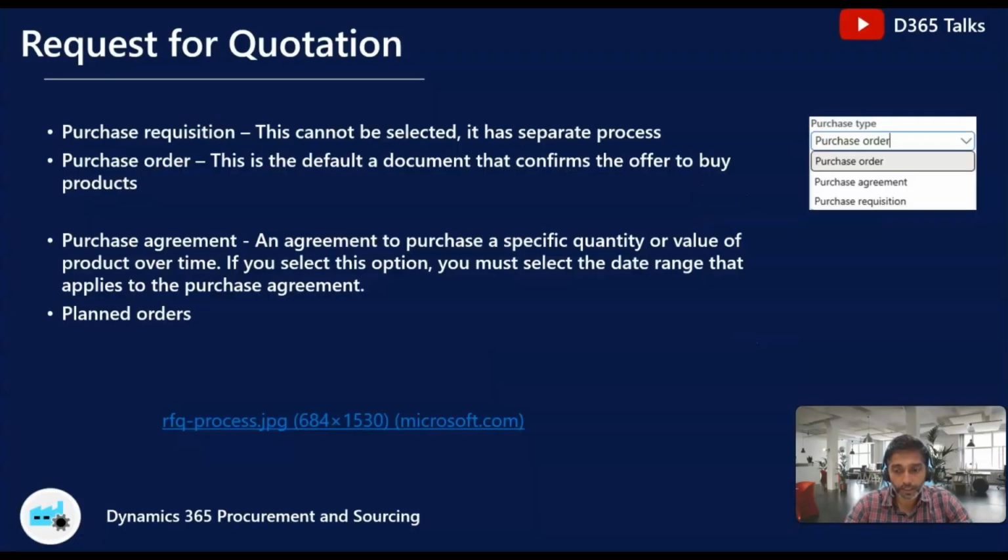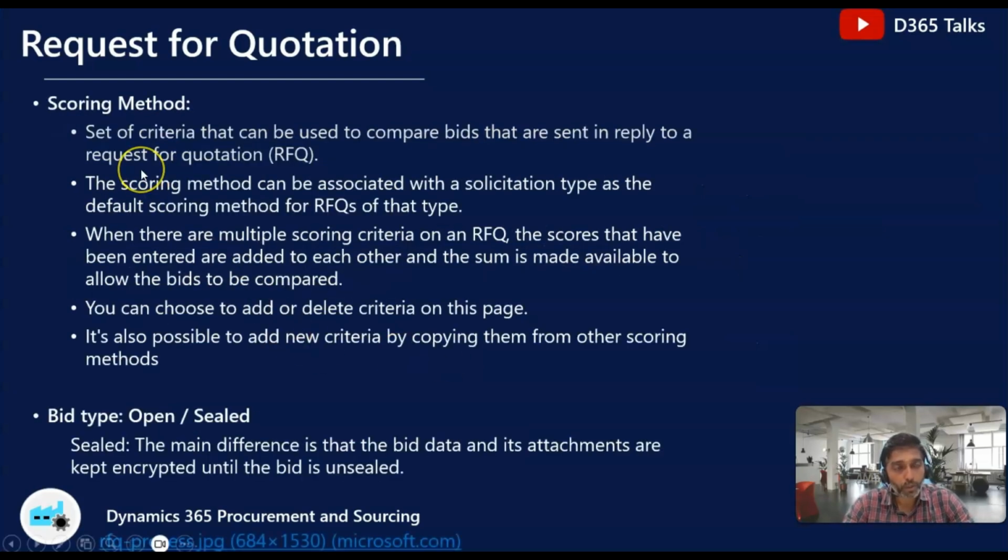So let me go back to our slide. First of all, we need to understand what the scoring method is. The scoring method is a set of criteria that can be used to compare bids that are sent in reply to an RFQ. Whenever you get replies from the vendors, you can assign certain criteria based on which you want to score those replies. It can be lead time, pricing, delivery terms, payment terms, credit terms, so you can provide appropriate criteria and provide the scoring to those criteria so that you can take a conscious call in terms of which particular bid to accept and reject.